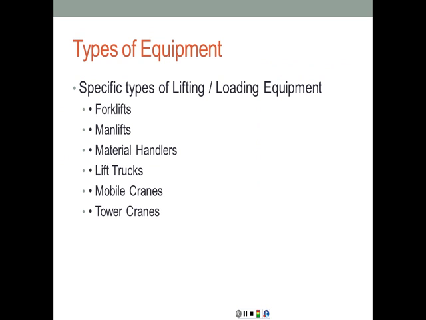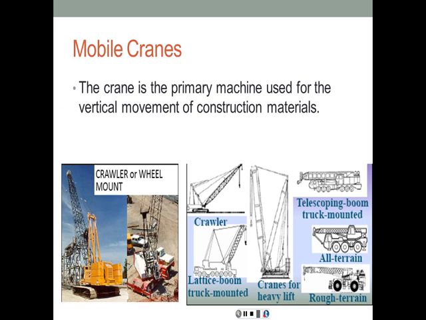So now we're going to start talking a little bit about the types of cranes. Specific types of lifting and loading equipment include forklifts, man lifts, which again are used to lift personnel to perform either maintenance or repair or installations, material handlers, lift trucks, mobile cranes, and tower cranes. All of these are different types of lifting and loading equipment. The crane is the primary machine used for vertical movement of construction material.